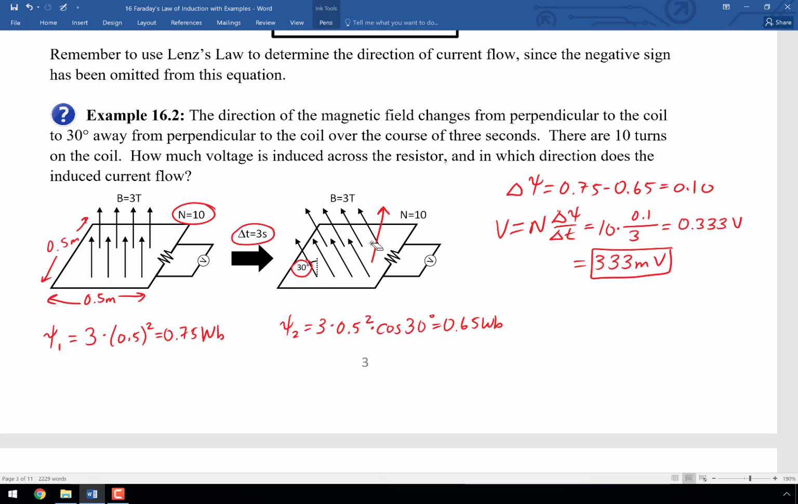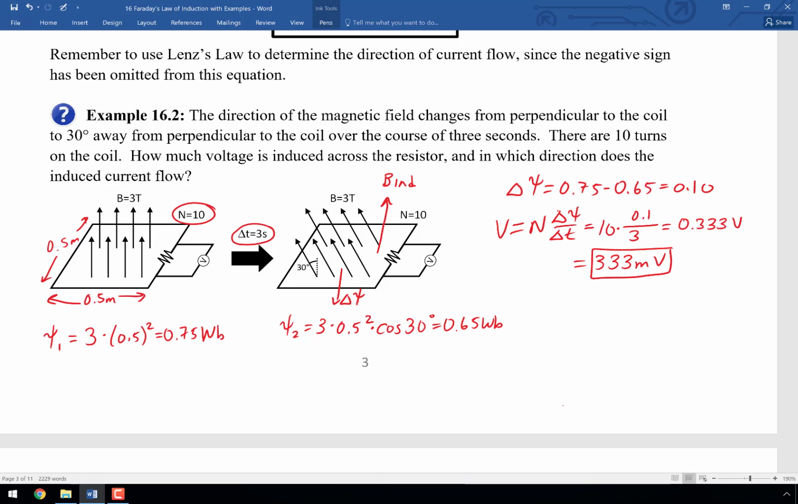Now in this case, notice that the total magnetic flux has decreased. So it is weaker pointing upward than it was. So if it is weaker pointing upward, then that means that the change is pointing downward. And if the change is pointing downward, then we want to oppose that change, and that means that the magnetic field that is induced, so B induced, needs to be pointing upward. So it was 0.75 Webers pointing upward. Now it's 0.65 Webers pointing upward. So the change, the delta psi, is pointing downward. And therefore, we're going to see that the induced magnetic flux density would need to point upward.